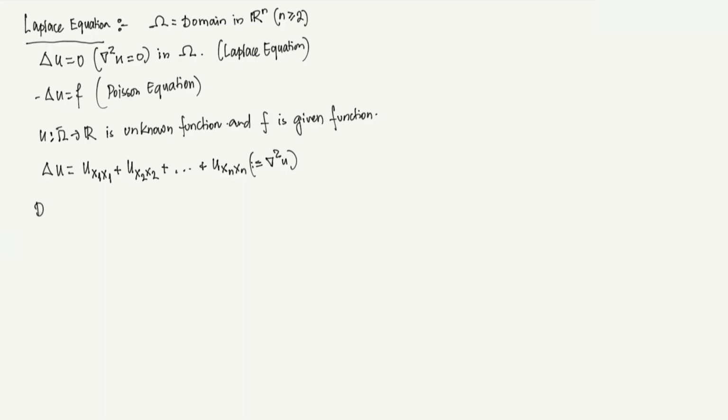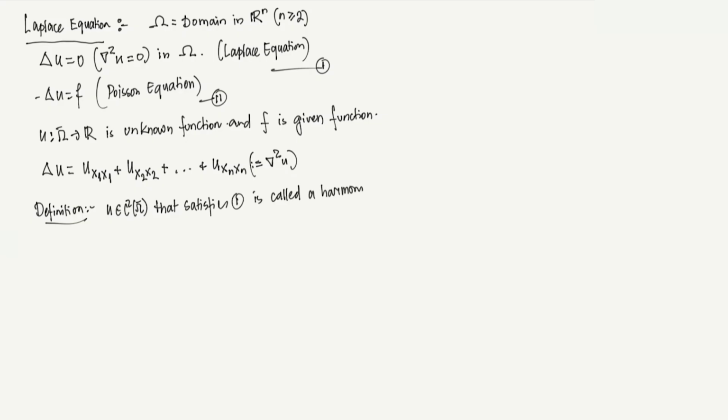Okay. Now the definition, let me write it down. Definition of what? Definition of a solution. We already talked about it, but still. See, u is in C2 of omega bar, that satisfies 1. So let me write down, the Laplace equation is 1, Poisson equation is 2. Satisfying 1 is called a harmonic function. We talked about it in the last video also.